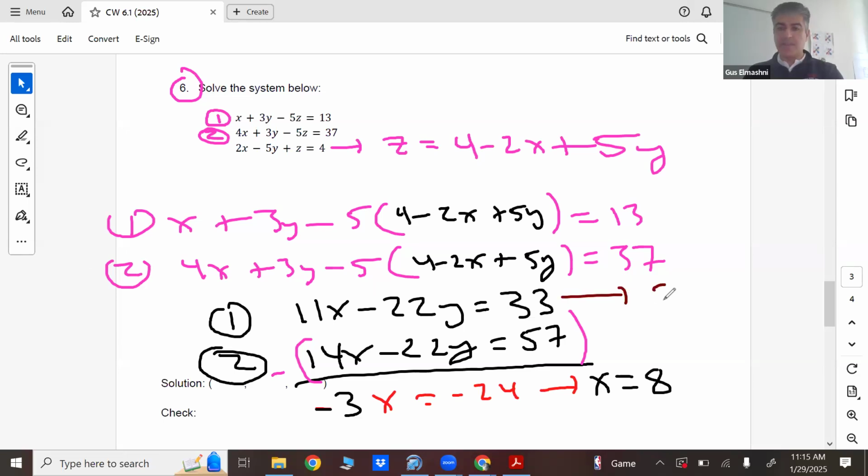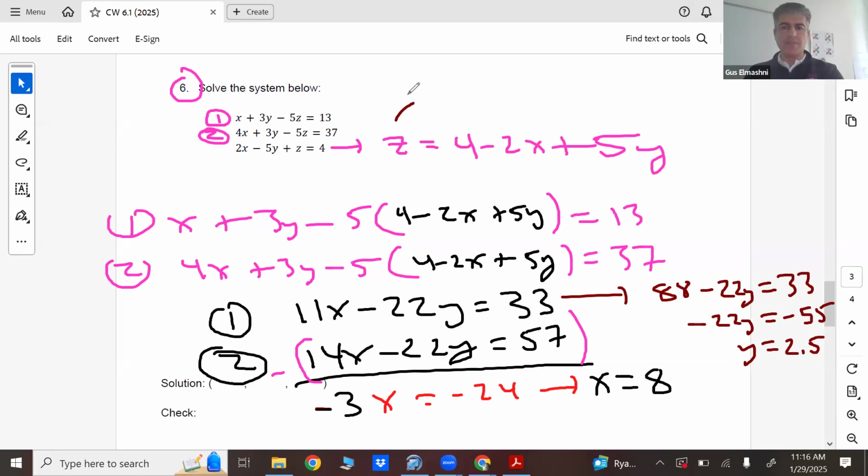Just be careful again. 88 minus 22y, negative 22y equals... trying to be really, really careful here. Don't mess this up. Yes, negative 55. So I think y will be 2.5. Think that's okay? Yeah. And then lastly, you can solve for z. 4 minus 2.